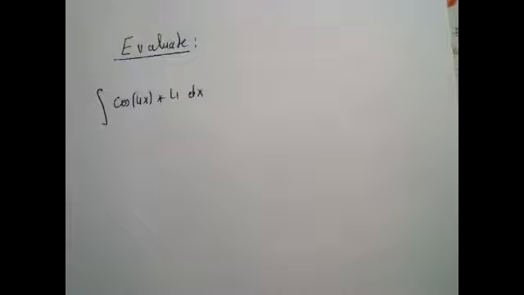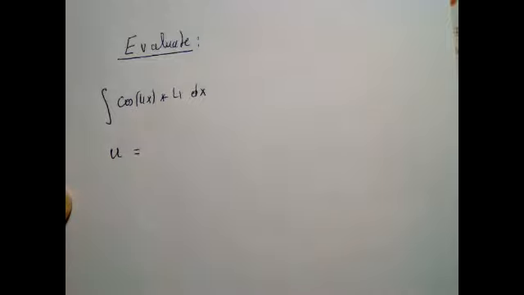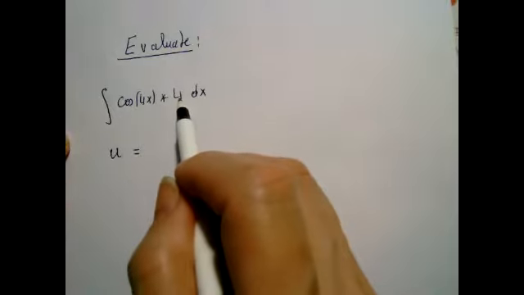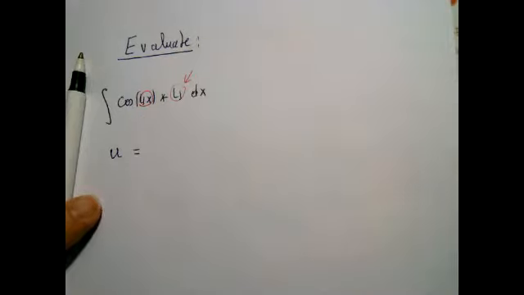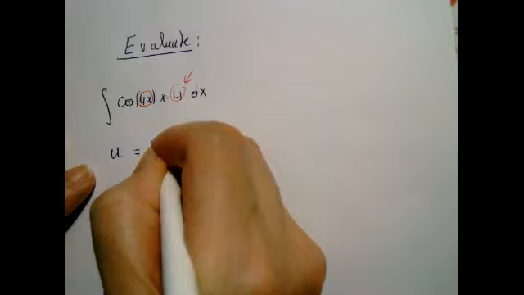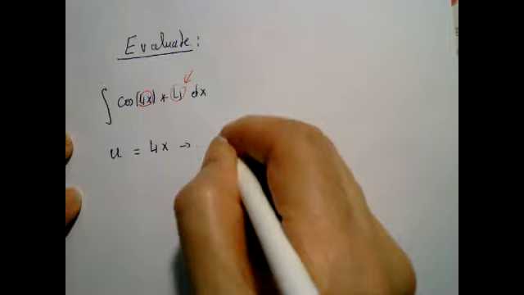Proceed as follows. First, we're going to introduce a new variable called u. And we usually let u be the inside function, or the function whose derivative is part of the integral. In this case, 4x is the function whose derivative is part of the integral. So we introduce a new variable called u, and we set u to be 4x, the inside function. And then we find du.